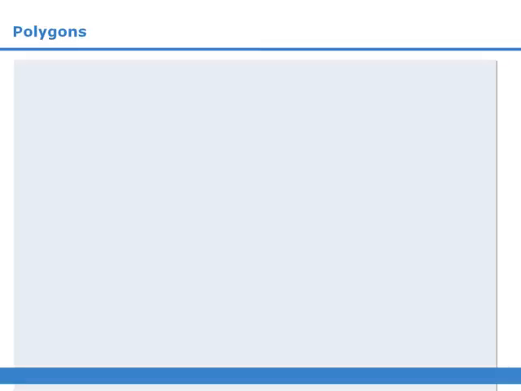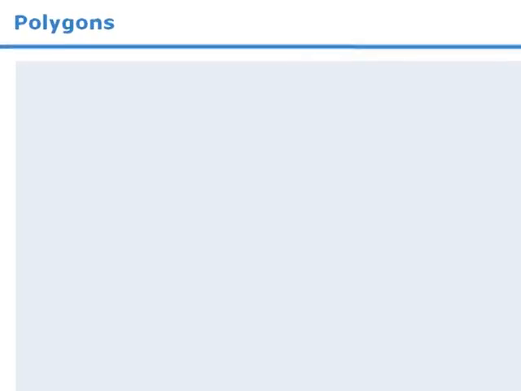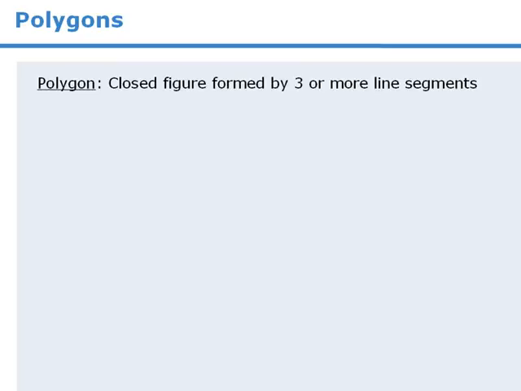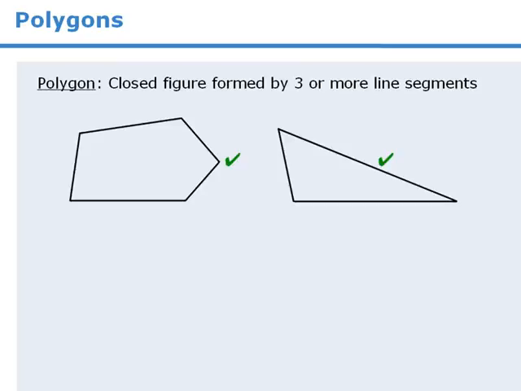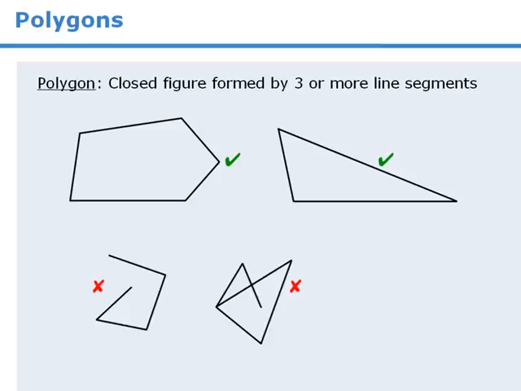In this lesson, we will examine some properties of polygons. To begin, a polygon is a closed figure formed by three or more line segments. So these are polygons, and these are not.